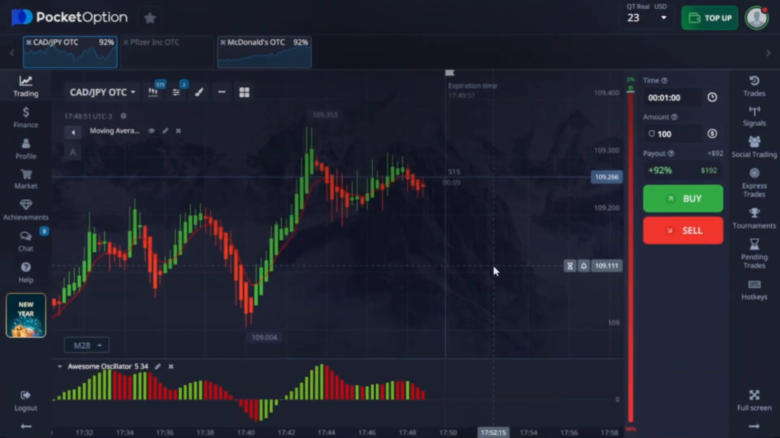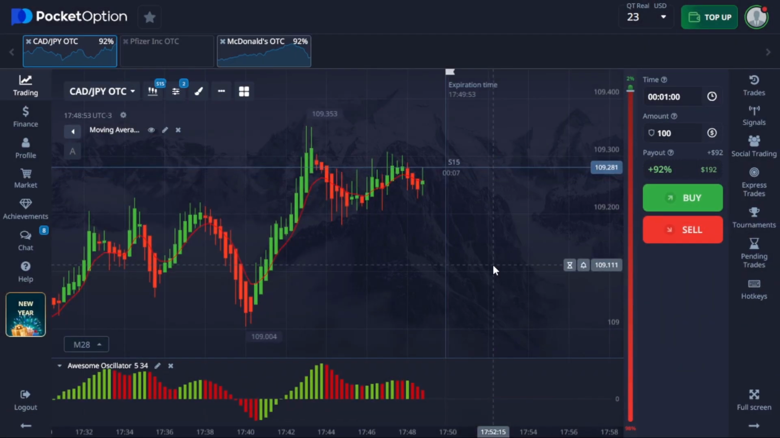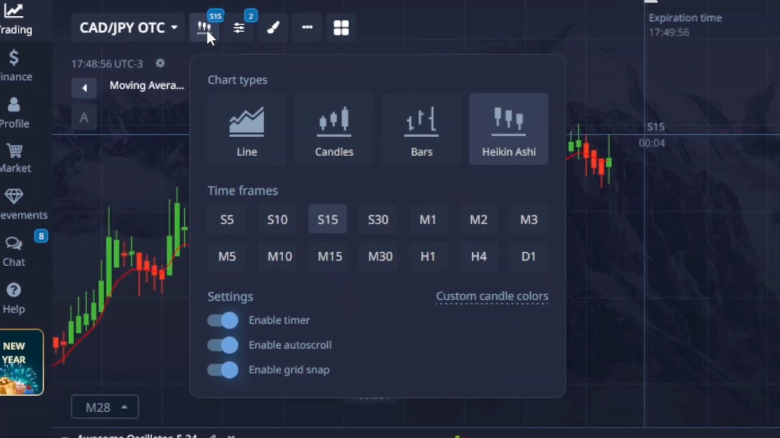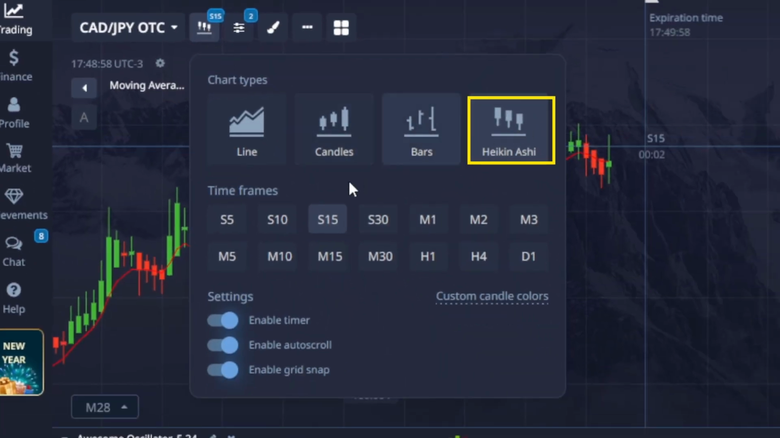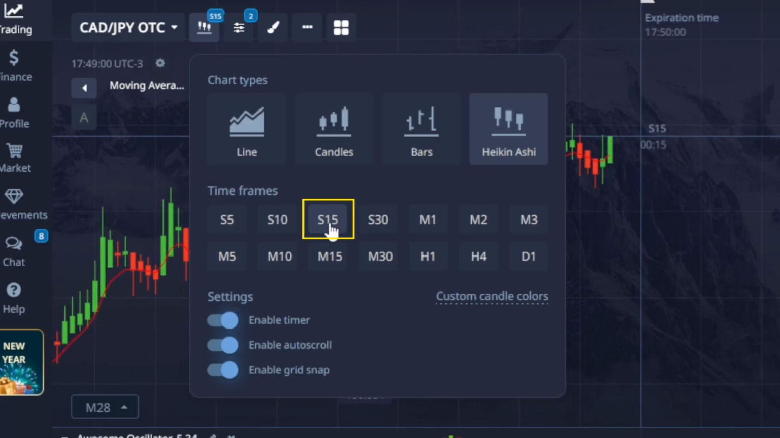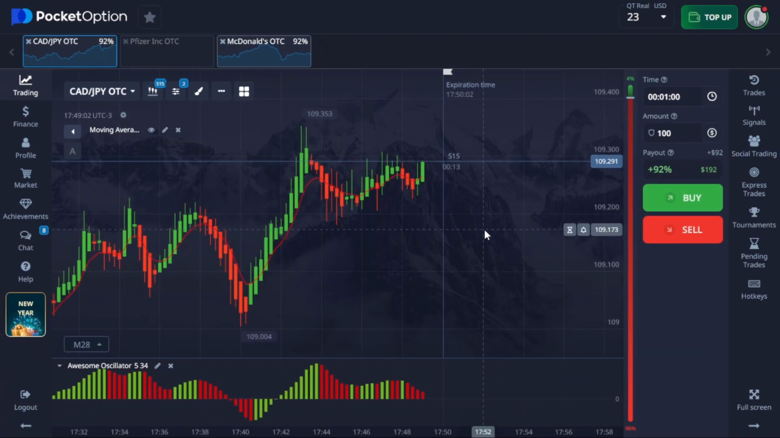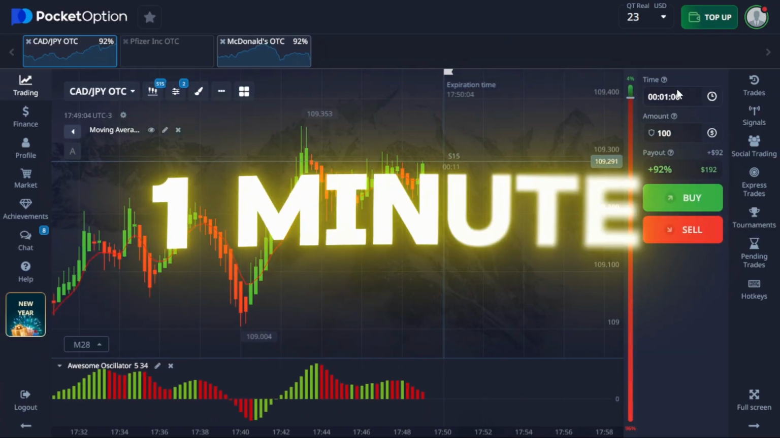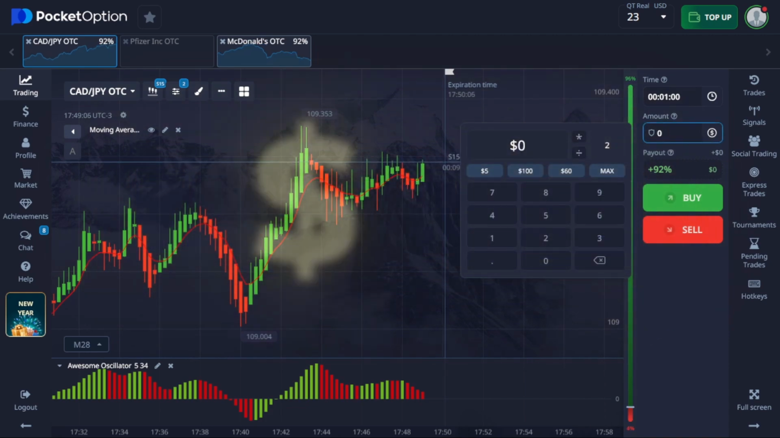First, you set up the candles and time frame. You use the candles on Renko and the time frame using 15-second charts. The expiration time, you're gonna use 1 minute. In this example, I use $23.